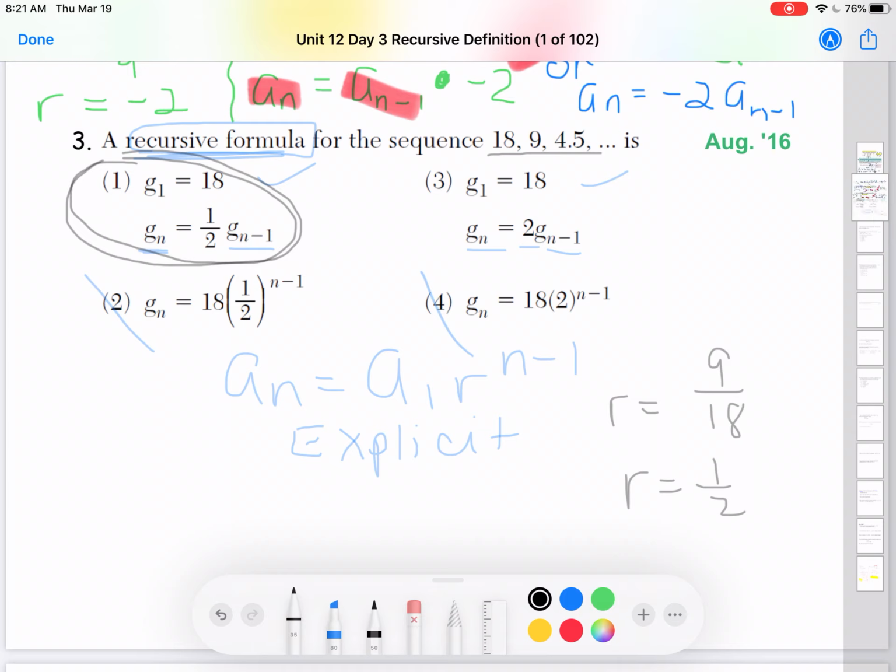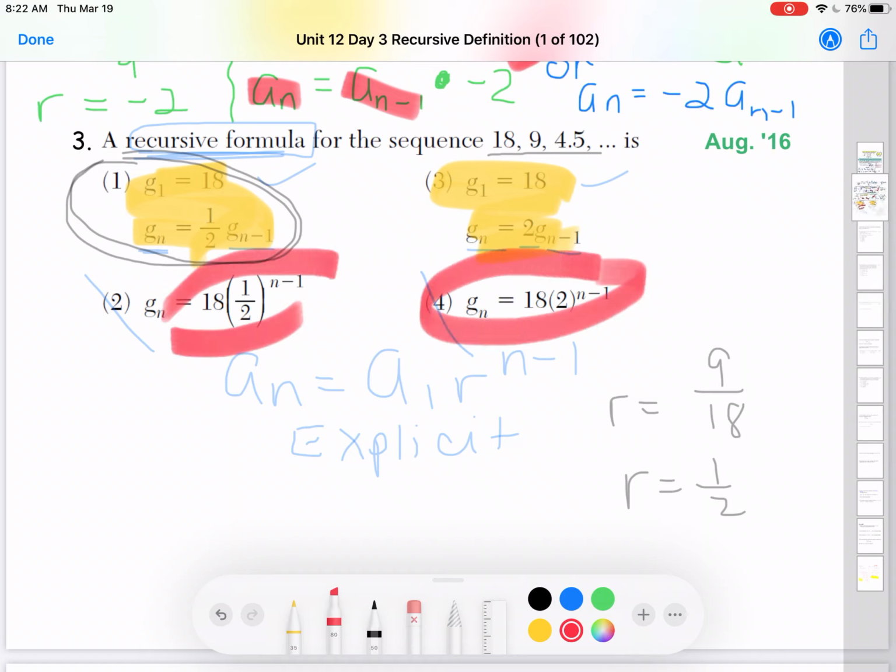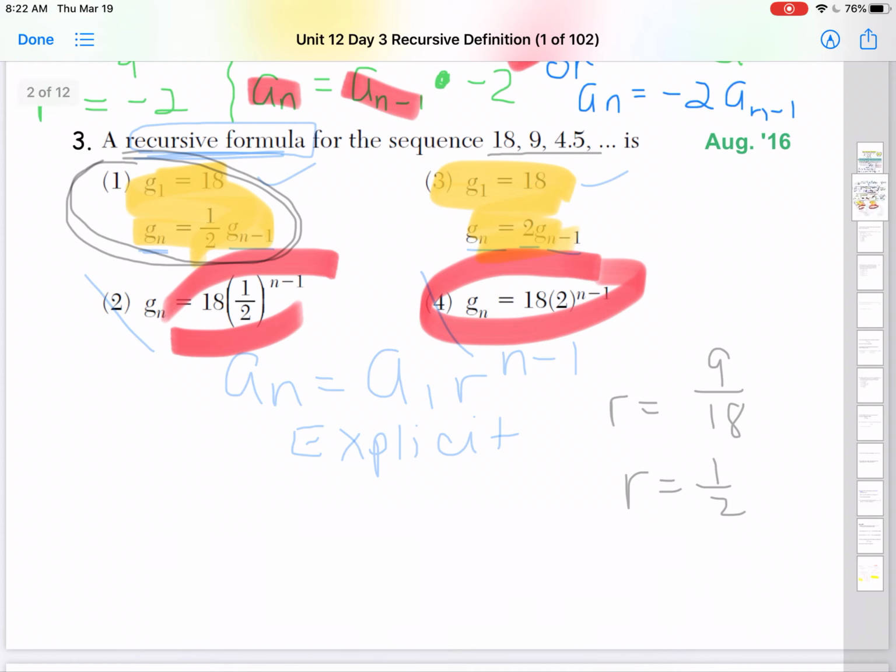But again, it's all about figuring out what's the format. This one and this one are in a recursive format. And we can see that this guy and this one are definitely looking like the explicit. So great question to know there.